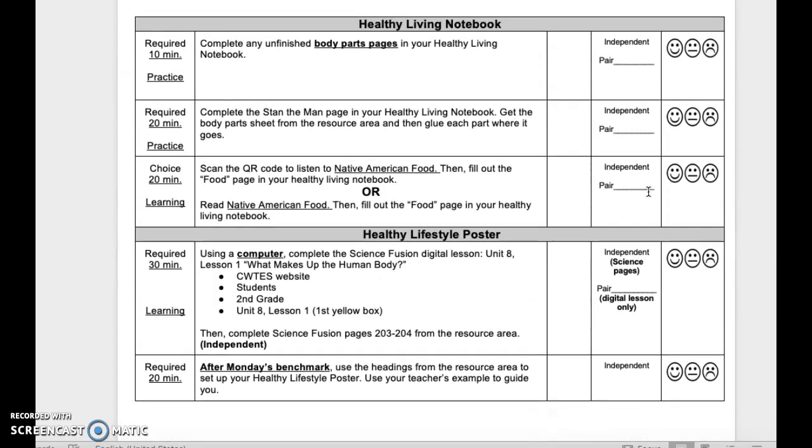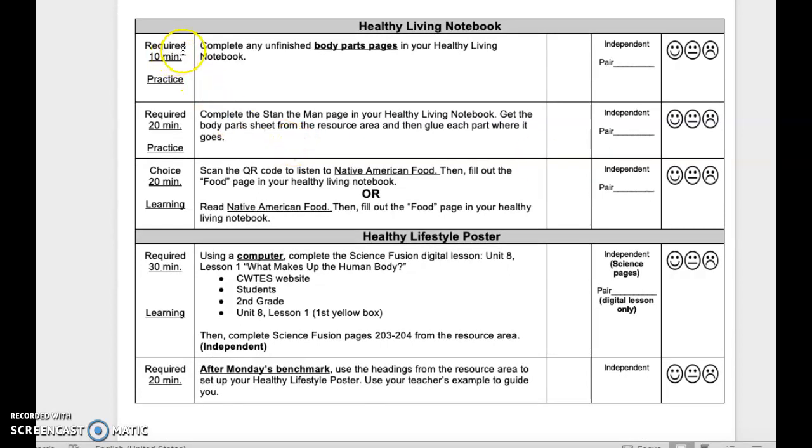Healthy Living Notebook. This is a required 10-minute practice activity. Complete any unfinished body parts pages in your Healthy Living Notebook. This is independent or pair. Reflect when done.